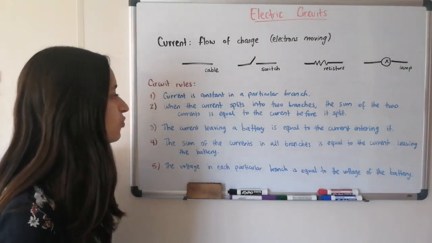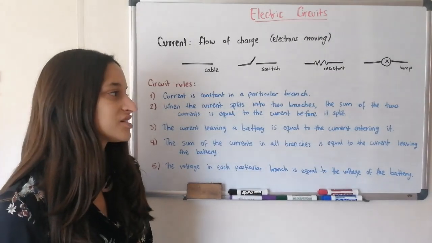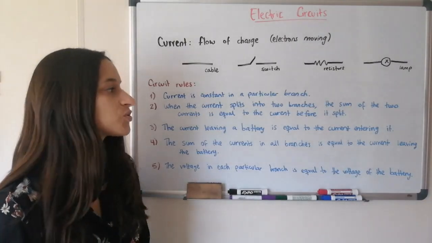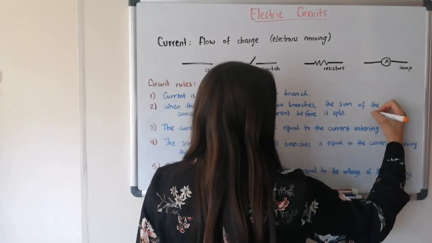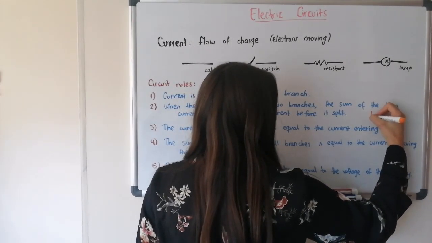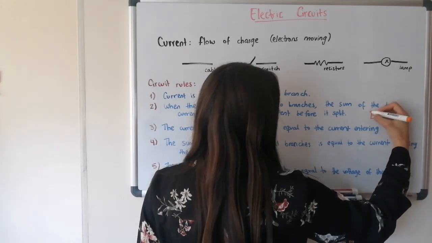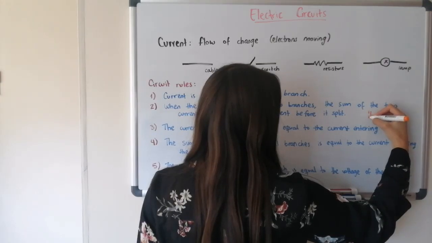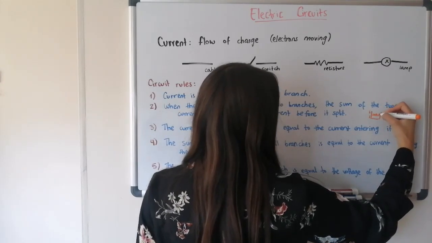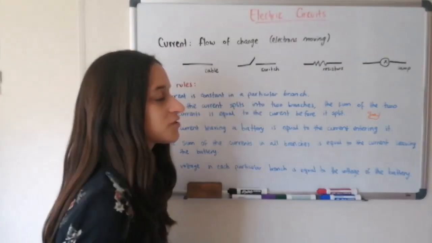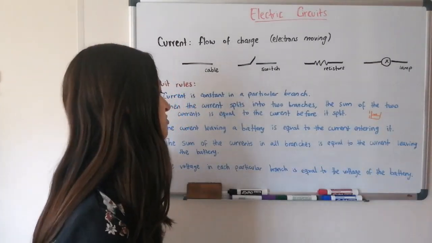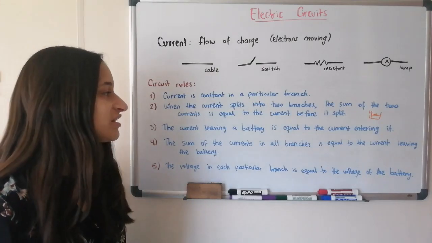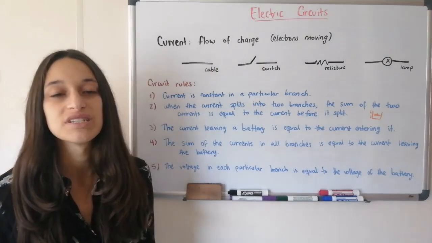The second one says, when the current splits into 2 branches, the sum of the 2 currents is equal to the current before it splits. So basically, if you have one branch and another branch, if you have some current coming here and then it splits between this branch and this branch, the sum of the 2 is the same as the current that came in before it split.